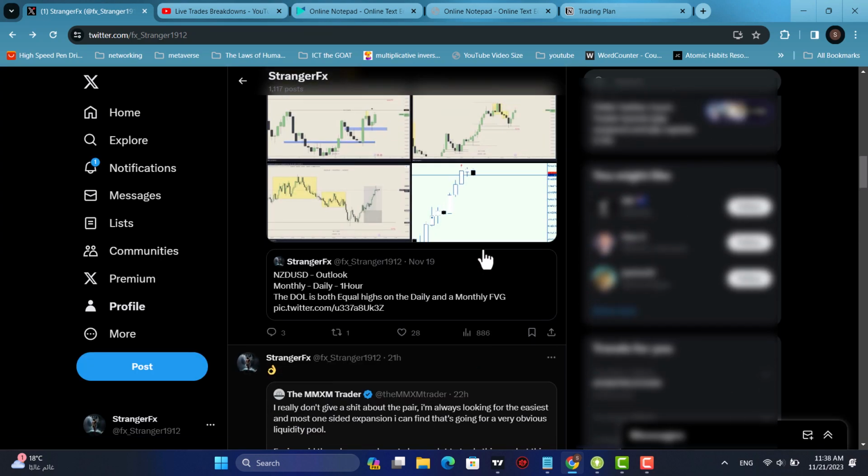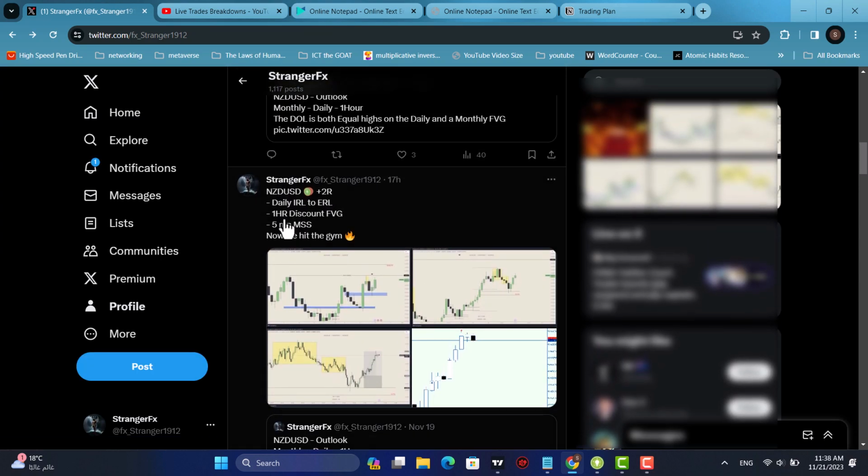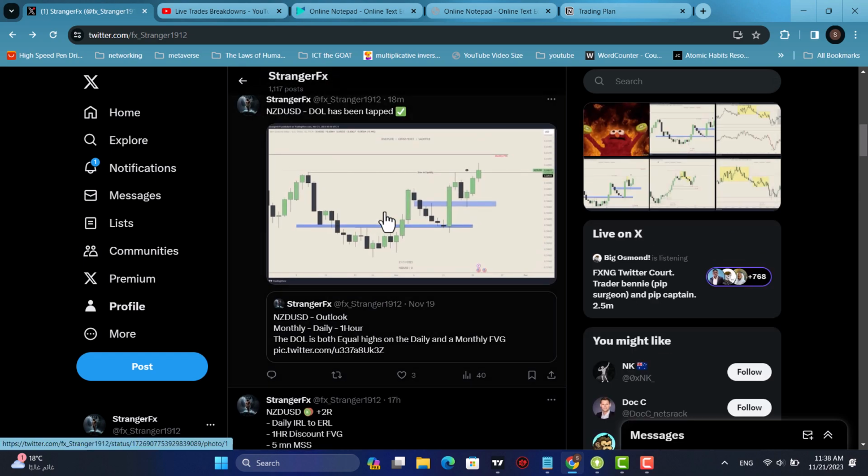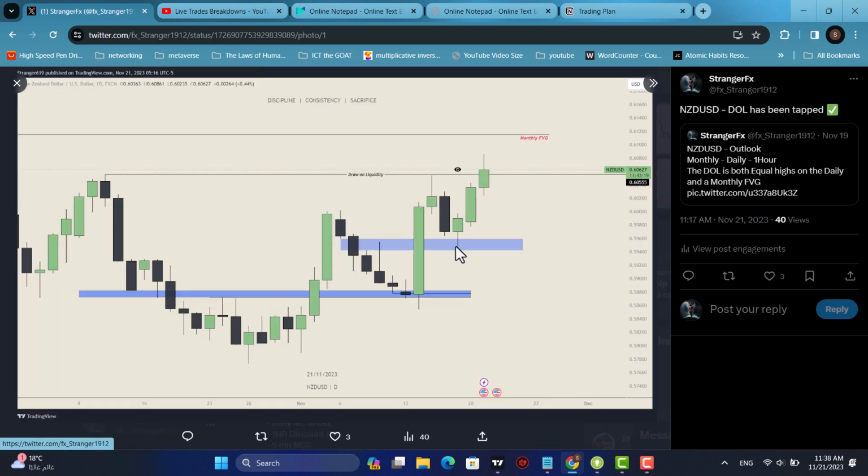So here's the trade that I took, the long position, and here's the result. As you can see here, price went directly to that draw on liquidity and that monthly fair value gap.